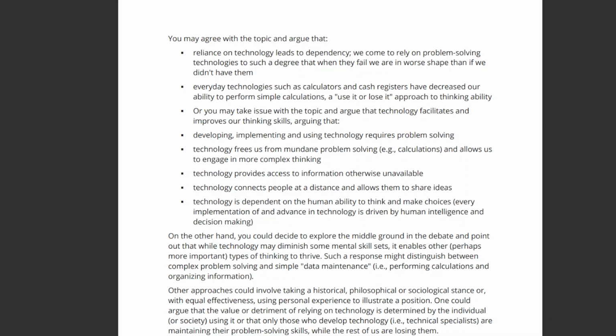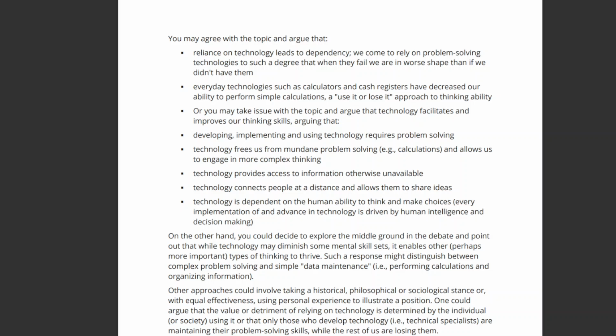On the other hand, you could decide to explore the middle ground in the debate and point out that while technology may diminish some mental skill sets, it enables other, perhaps more important, types of thinking to thrive. Such a response might distinguish between complex problem-solving and simple data maintenance, i.e., performing calculations and organizing information.